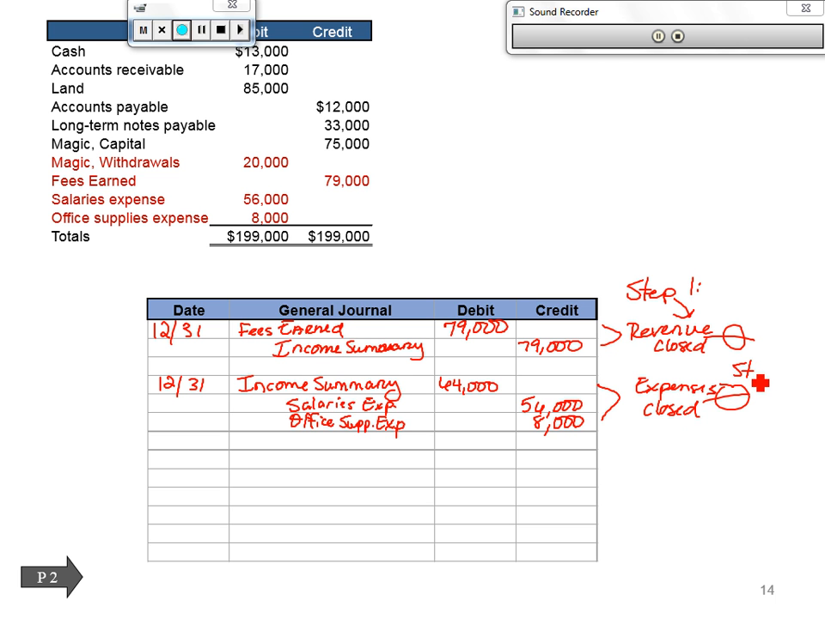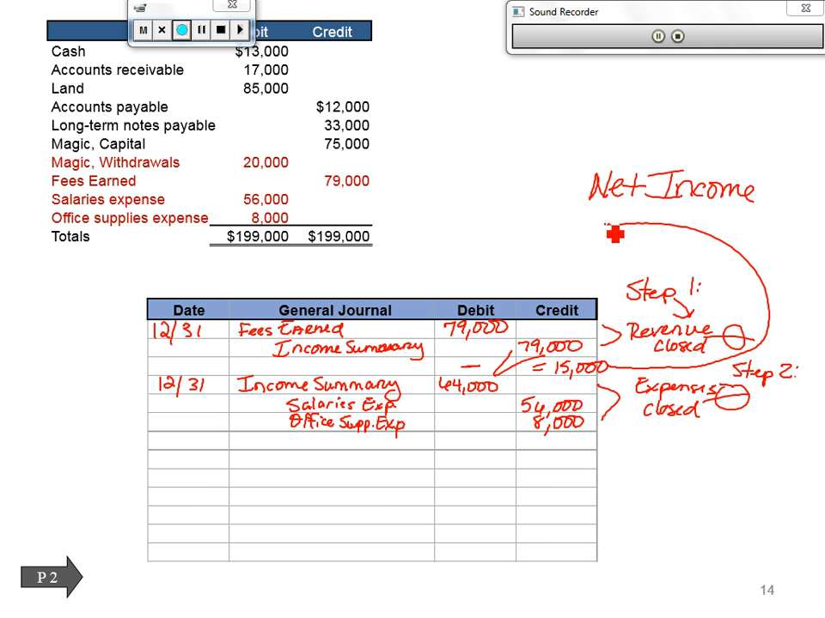What else does this signify just from looking at it? If you look at what we did here and what we did here, the income summary account has a total balance of what now? It started off with a credit, right? Then we did a debit. If you take these 2 and subtract, it equals what? Which also equals what? Net income.